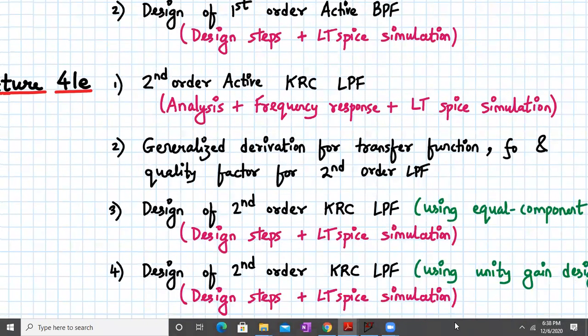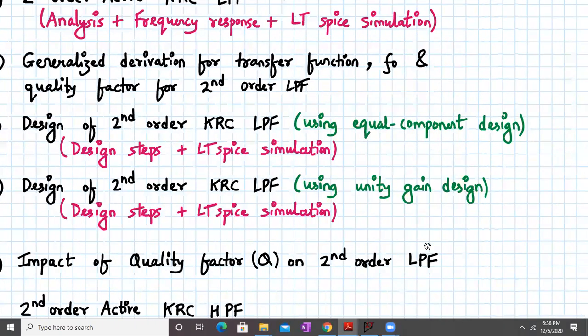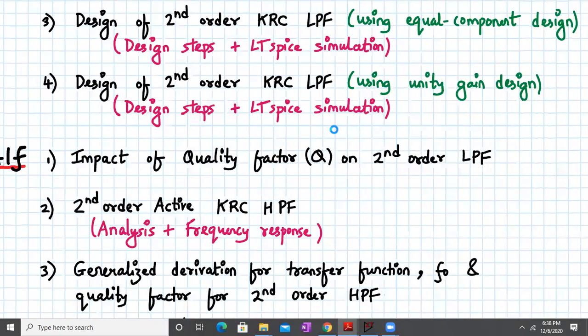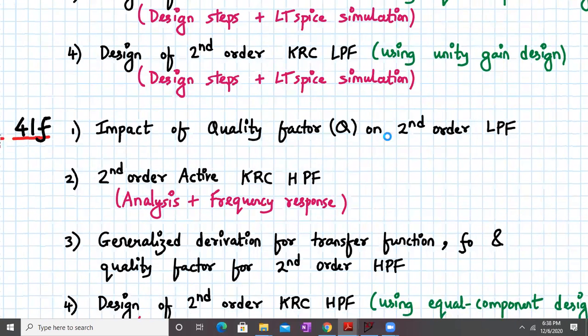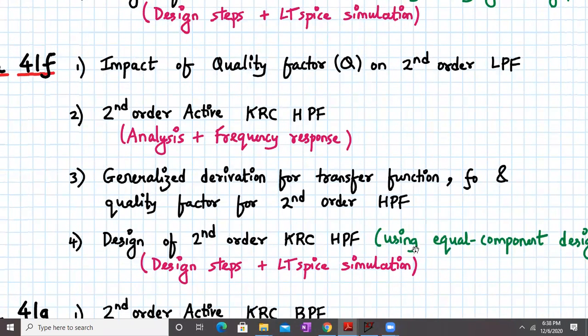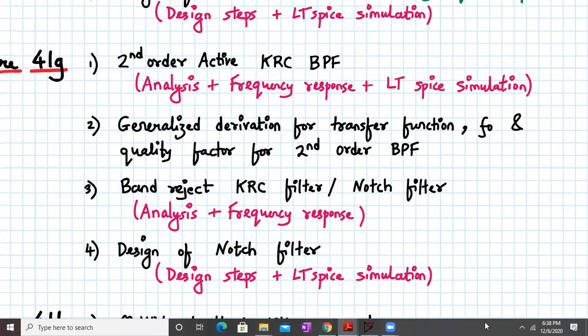Then we introduced the concept of second order active KRC low pass filter. We derived the generalized transfer function for it, and found F naught and quality factor by comparing it with the standard transfer function. Then we designed this second order KRC low pass filter and high pass filter with equal component design and unity gain design. Then we also saw the impact of quality factor on the second order low pass filter. We also designed the second order KRC high pass filter using equal component design. And then finally, the second order active KRC bandpass filter, where we also derived the formula for F naught and quality factor.